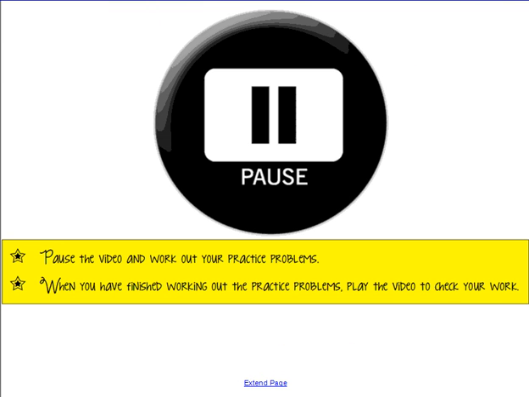So the back side of your notes page is for you to practice the distributive property in combining like terms. So pause the video until you're finished working out the practice problems and then push play to reveal the answers.